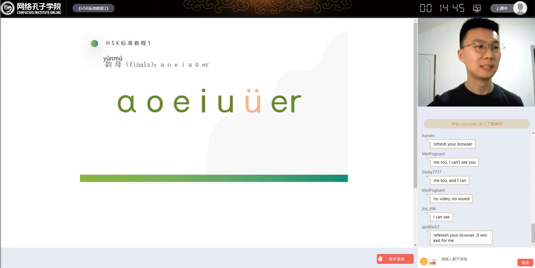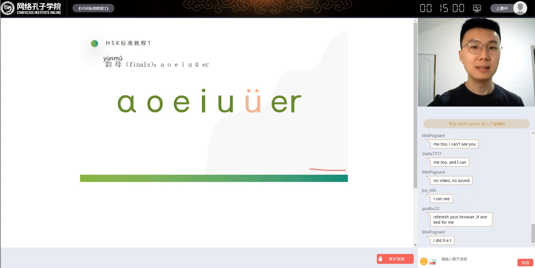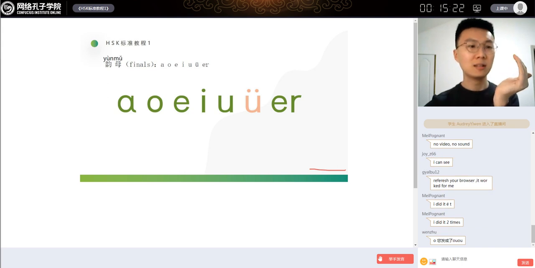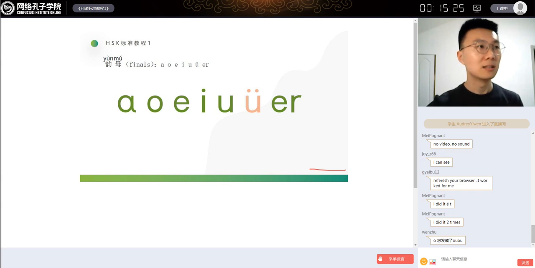Okay. Now let's look at the last one. This pinyin, the two letters form a single sound. Put your tongue and lips in position as when pronouncing e. Then raise the middle part of your tongue slightly. At the same time, roll up the tip of your tongue backward. Take my hands as if it's your tongue, like this. Okay, these are basic 韵母. You can read it after me.